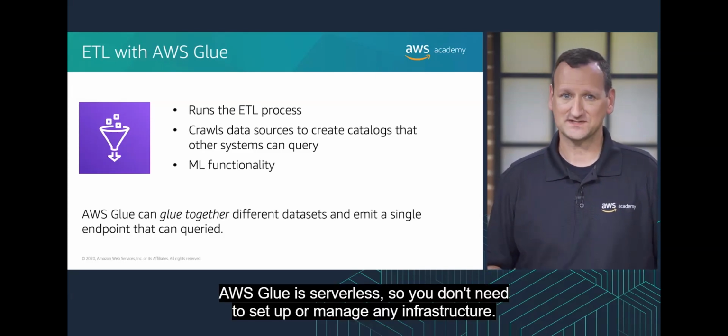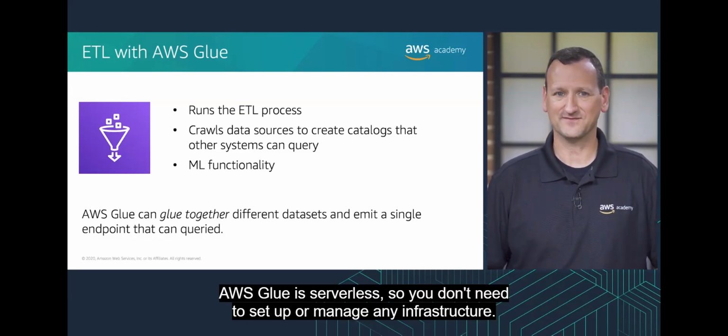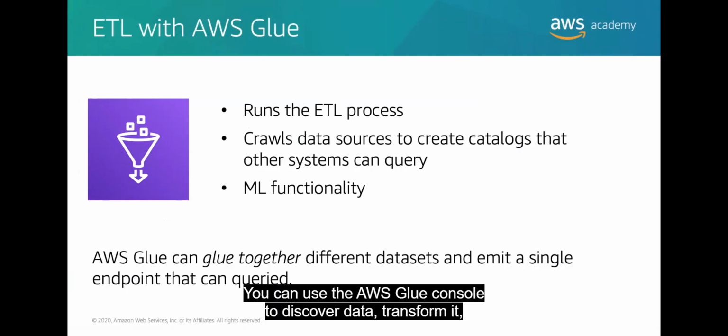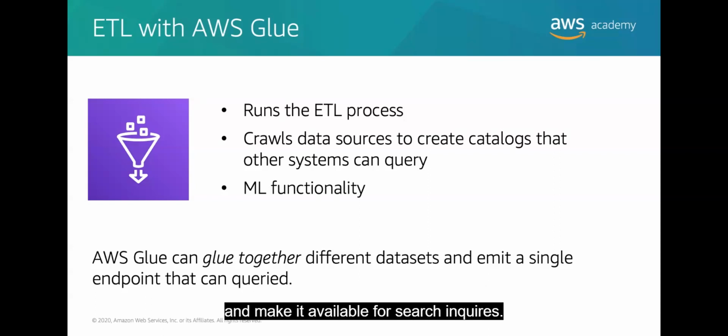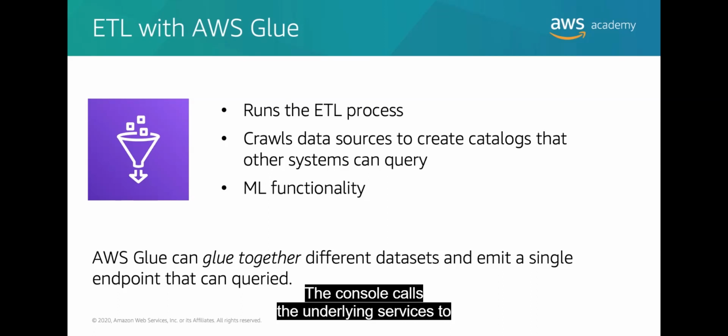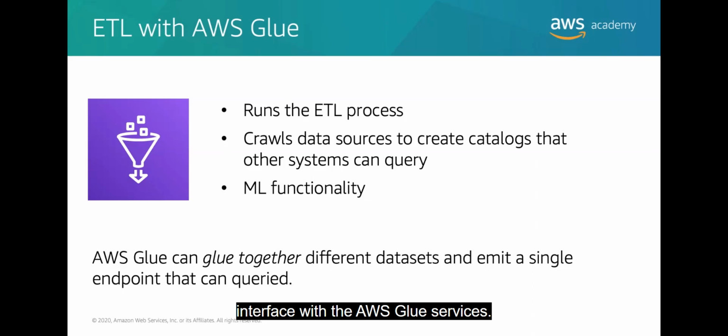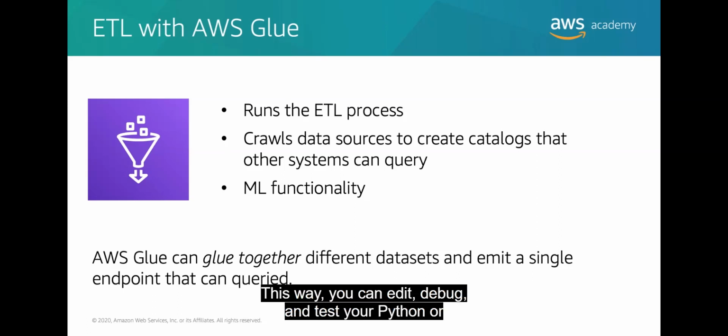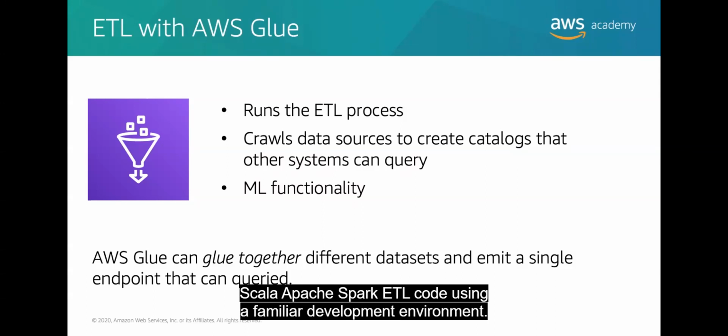AWS Glue is serverless, so you don't need to set up or manage any infrastructure. You can use the AWS Glue console to discover data, transform it, and make it available for search and queries. The console calls the underlying services to orchestrate the work needed to transform your data. You can also use the AWS Glue API operations to interface with the AWS Glue services. This way, you can edit, debug, and test your Python or Scala Apache Spark ETL code using a familiar development environment.